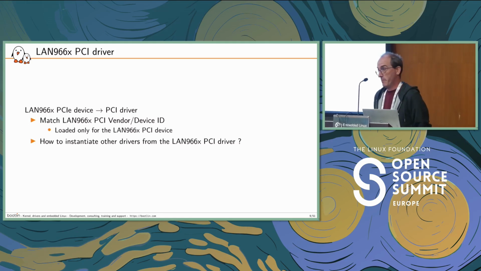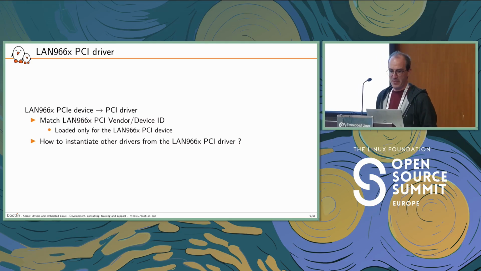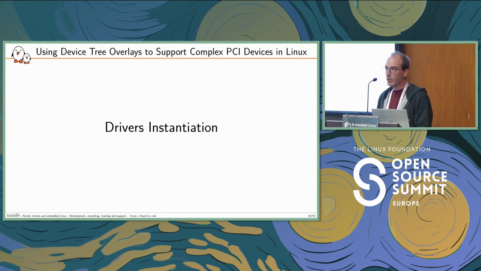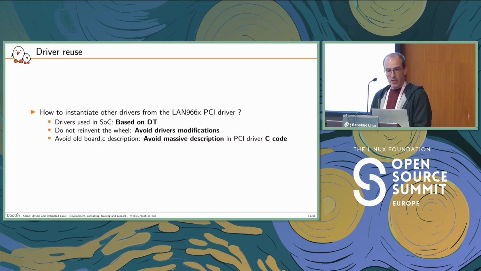This device is a PCI device, so I need a PCI driver in order to have my driver loaded when the PCI infrastructure detects that the PCI device is connected. I mean, we need to match the PCI vendor ID and device ID. But, well, how to instantiate the other drivers needed for the bunch of peripherals from the LAN966x PCI driver? We're going to look at this instantiation.